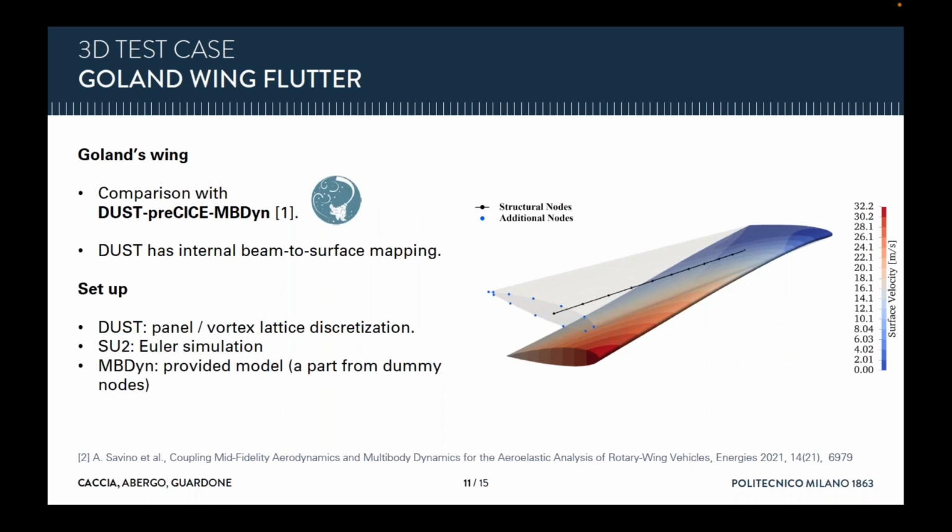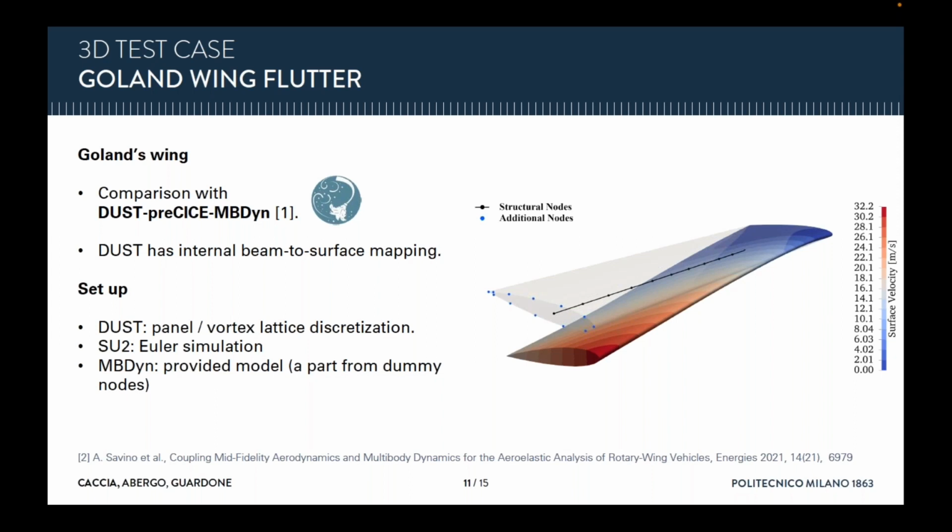In this case, we are using the very same MBDyn model. So the structural model is the same, and we are changing the fluid solver. So it's the other way around with respect to before. In this case, the fluid solver is this mid-fidelity solver called DUST, which is coupled to MBDyn using preCICE in a similar manner, but not the very same one, because in this case, the mapping from the beam to the aerodynamic surface is internal within DUST, and it's not made in MBDyn.